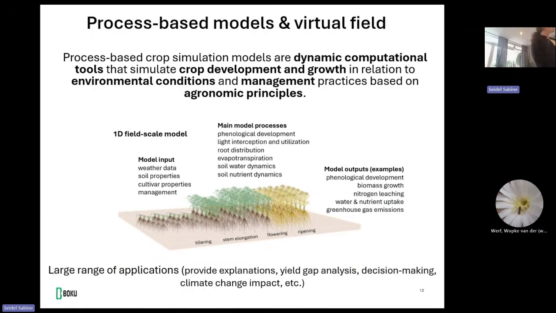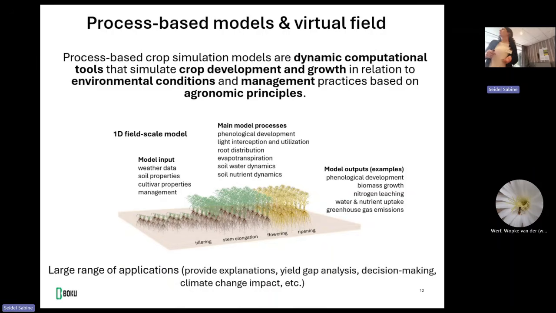And it simulates all these processes as provided in mathematical equations. So if we have knowledge about a relationship, we can implement it in the model, and then it can simulate it. If we do not know the relationship, or if we do not enter it into the model, it also cannot simulate it. Yeah? And then it provides outputs, which are usually daily, like the development stage, biomass growth, and leaching, or greenhouse gas emissions, which are two variables that are hard to measure, or at least hard to measure in a daily time step, or plant and nutrient uptake, and many others.